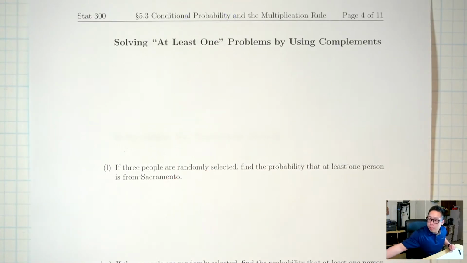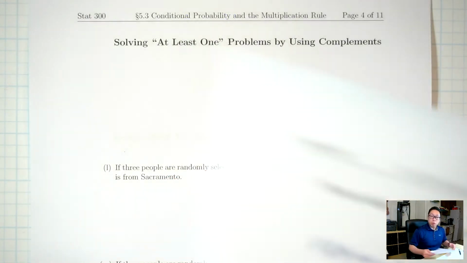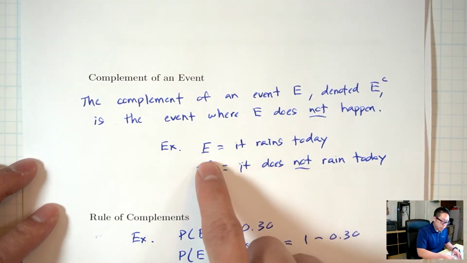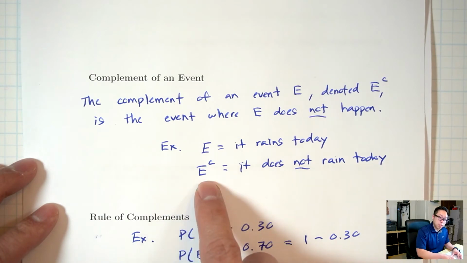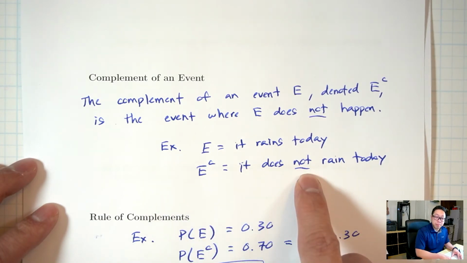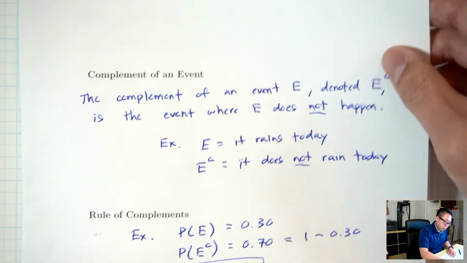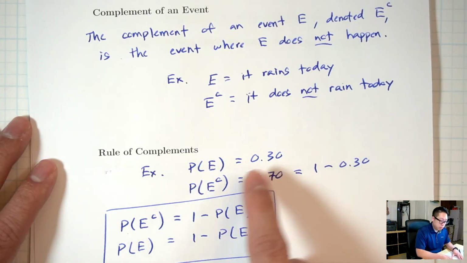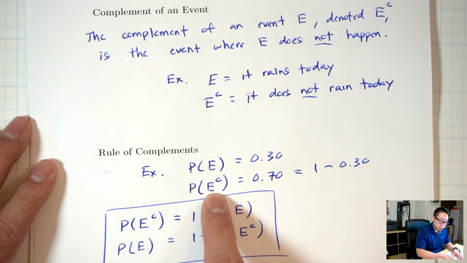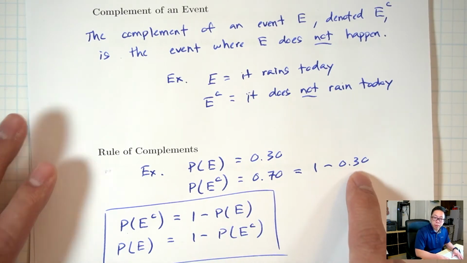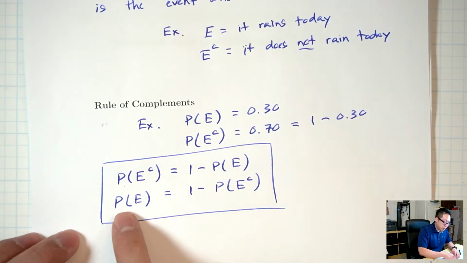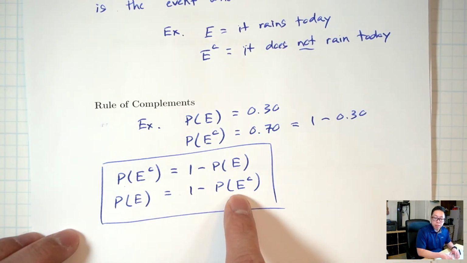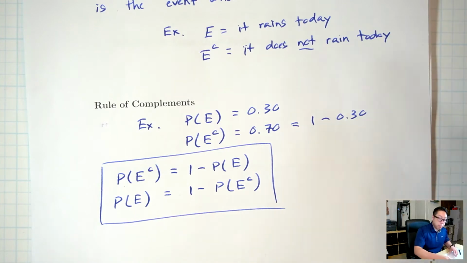In the last lecture, we talked about complements. What's the complement? Think of the word not. So if E means it rains today, then the complement of E means it does not rain today. And what's the relationship between the two? If you know that the probability of it raining today is 0.30, then the probability of it not raining today, you can just do 1 minus 0.30. So to find the probability of an event, you can go 1 minus the probability of its complement. And that's going to be the strategy that we're going to use right now.